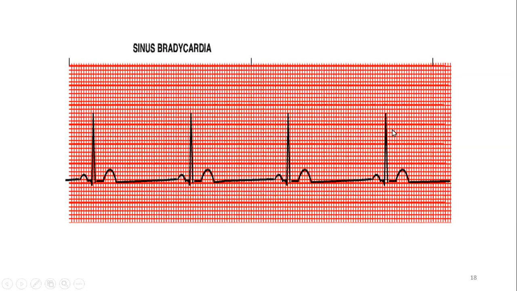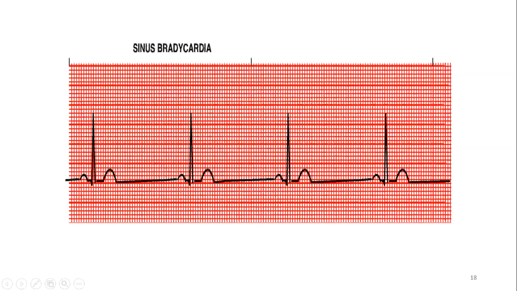So for this strip now, we have 1, 2, 3, 4 R waves. You have to multiply the 4 by 10, because if this is 6 seconds, 6 times 10 makes 60 seconds, which is 1 minute. So 4 times 10 is 40 beats per minute. So the rate here is 40 beats per minute. So that is sinus bradycardia. Everything is normal. The only problem here is the rate.